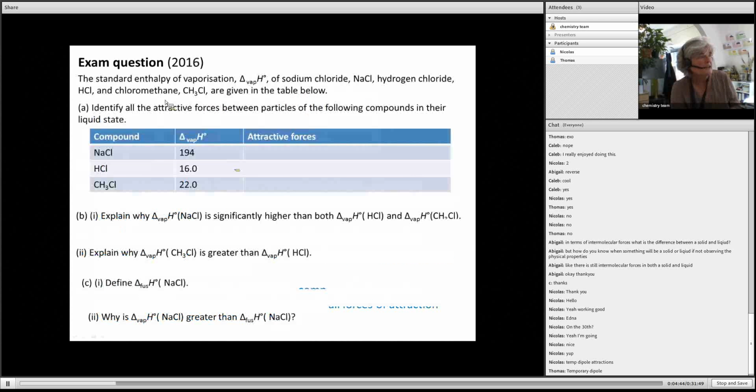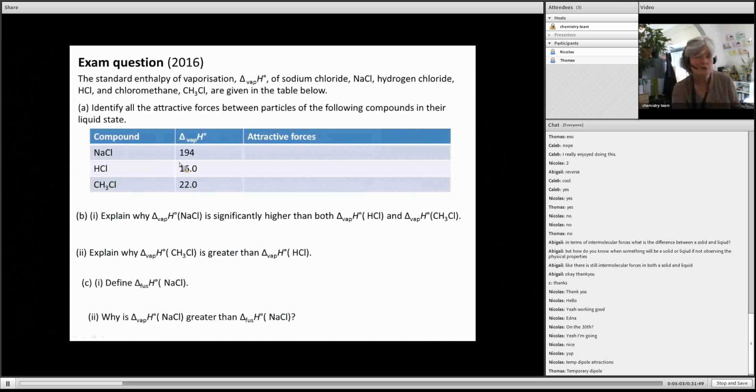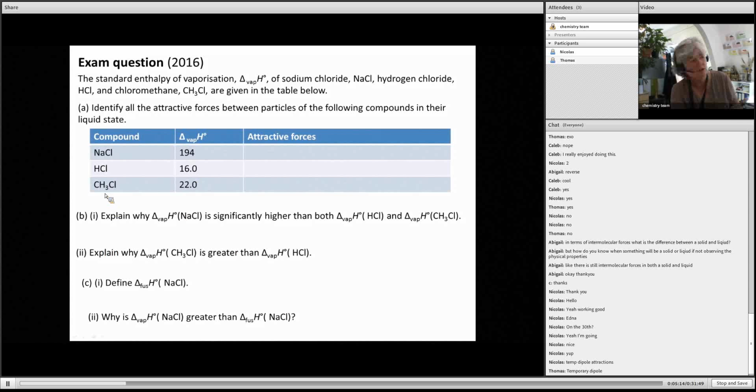Okay, here's another one from last year, so it's more up to date. You're given the vaporization of sodium chloride and hydrogen chloride and the chloromethane again. So you can see we tend to use the same molecules again and again. So as long as you practice by going through past papers, you should be well prepped for the exam. And so you can see that it's much bigger for sodium chloride compared to the HCl and the chloromethane.